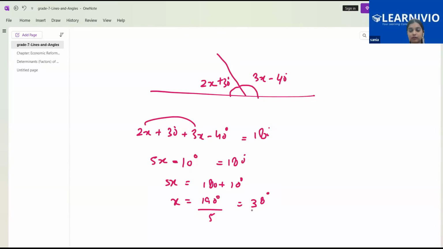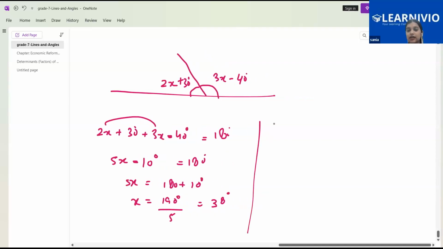Okay? Clear? Ma'am, but when I did it, what I got was 5x equals 170. That's wrong then. Because you took it plus, and this is minus. Even if you do it like this, 2x and 3x became 5x, and then it is minus 30 and plus 40. Yes or no? Ma'am, plus 30 and minus 40.